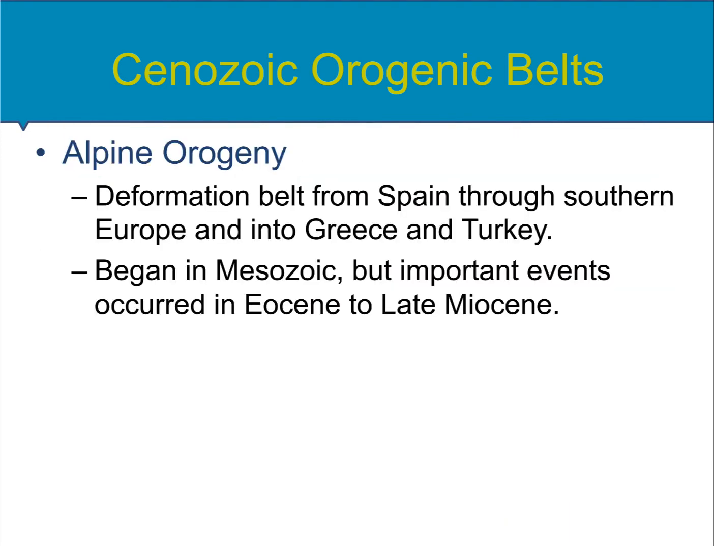Now looking in more detail at the Alpine orogeny, remember we're seeing deformation from Spain all the way through Europe, Greece, and Turkey, and into the Himalaya and Southeast Asia. And all this really began in the Mesozoic as Pangaea. Remember, Pangaea was breaking up in the Triassic, so as Pangaea is breaking up, we're seeing some of this deformation beginning, but the important events really occur in this Eocene to late Miocene time.